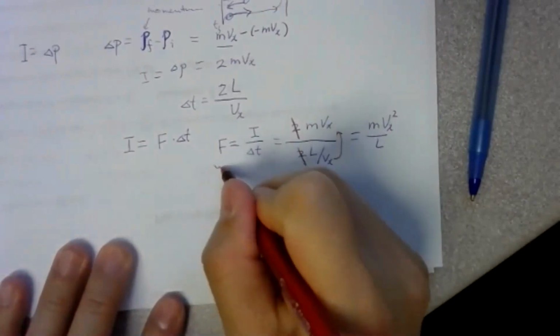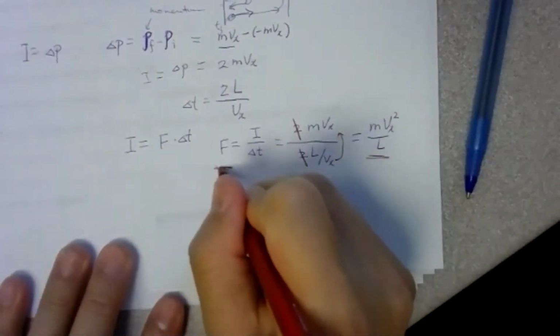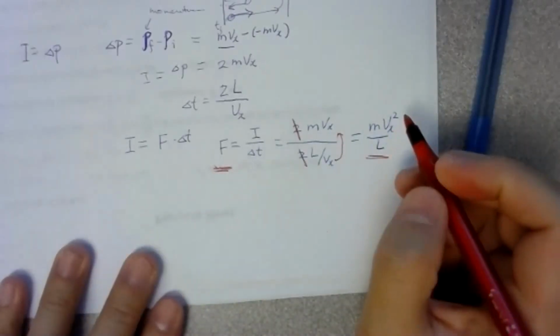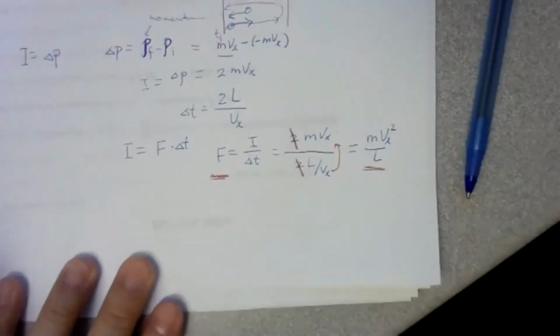So the force exerted on the wall by each molecule per collision is going to be equal to that.